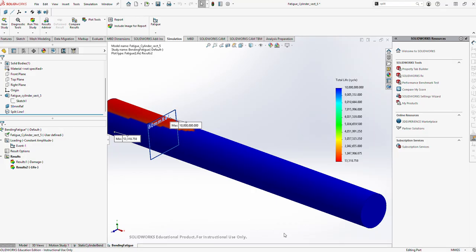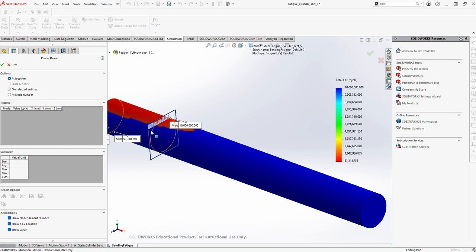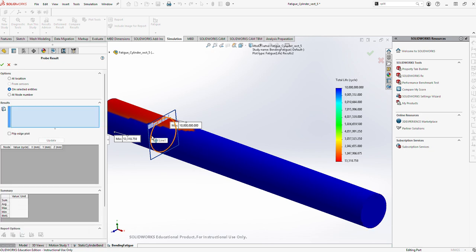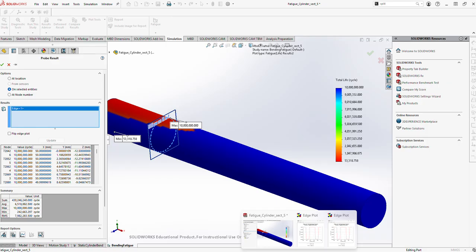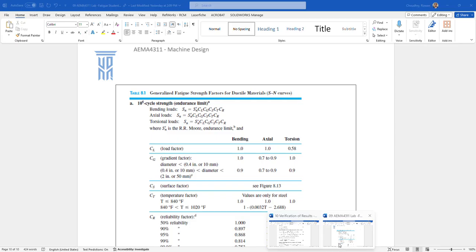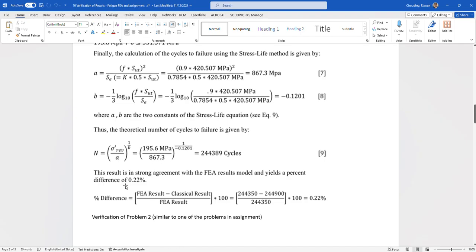244,389. Now this number is pretty close to the value we already saw from our probe tool by looking at this edge. The number we saw over here was 242,663.297, which was the minimum value on this edge. We can also now calculate the percentage difference, and we see that there is only a small percentage difference between the two. So with that, our analytical solution is completed.